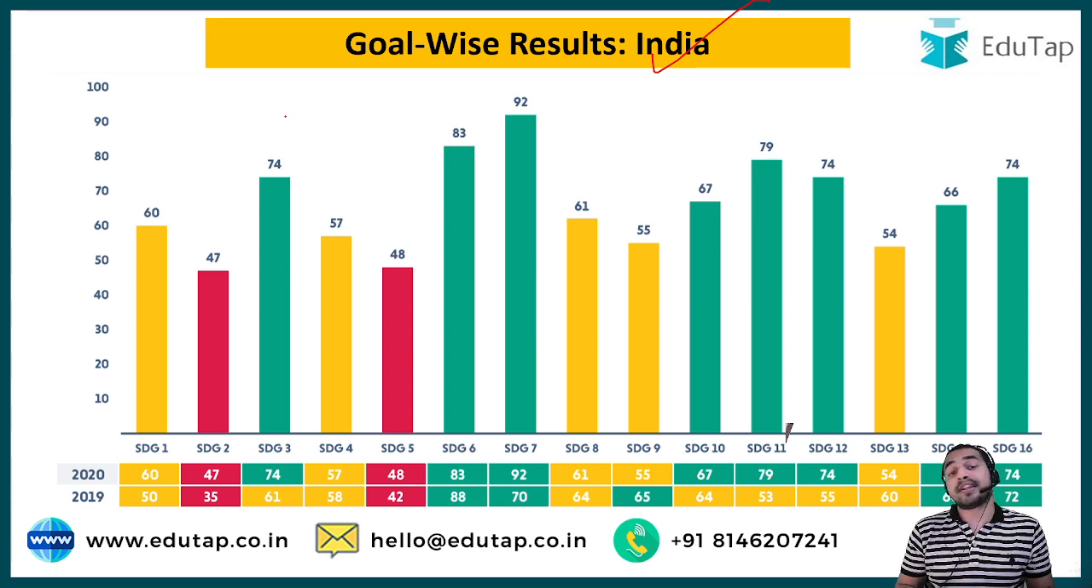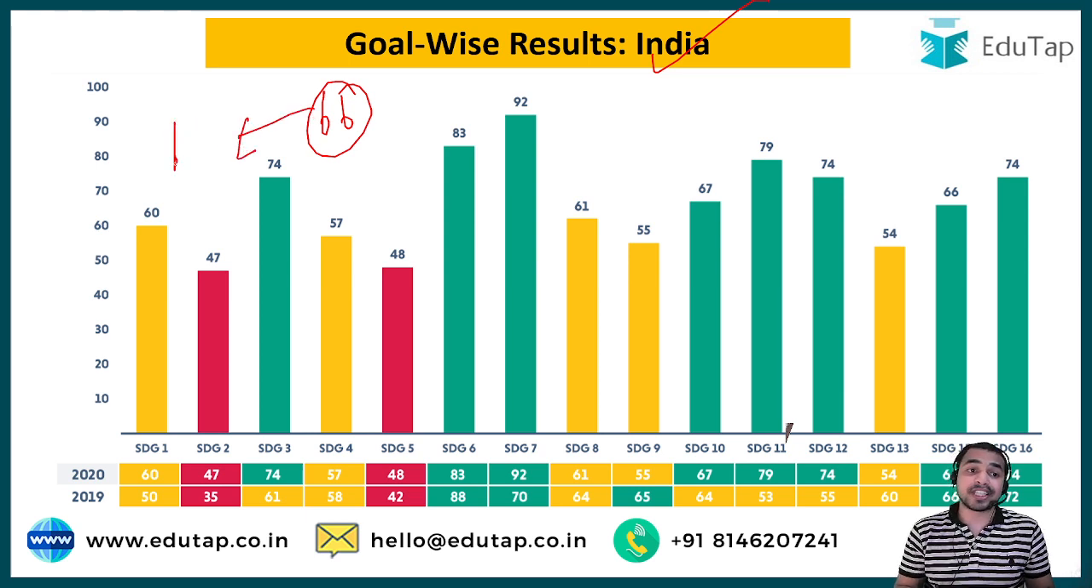India's composite score among all these goals was 66 in this particular edition of the index. And guys, if we compare this score with the previous edition, in the previous edition the score was 60. That shows that India's score has increased by 6 points, and that also shows that India has moved forward towards achieving the target of sustainable development goals.